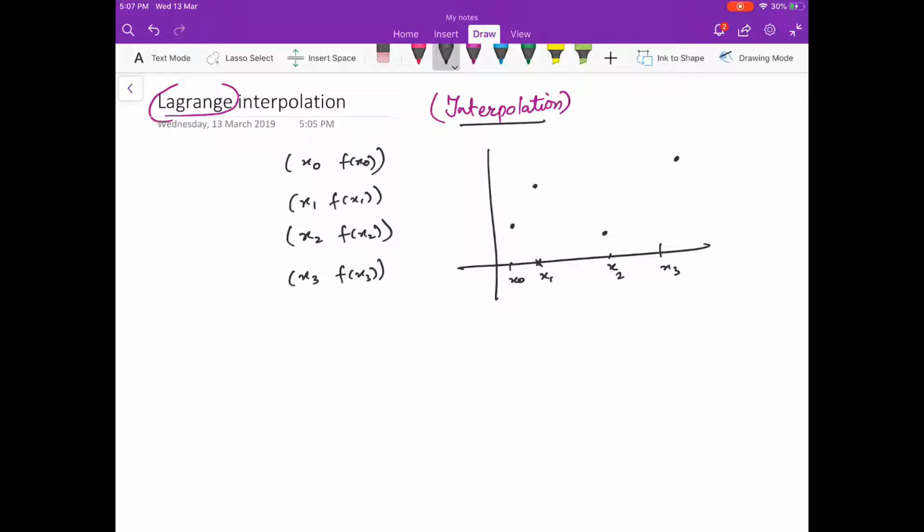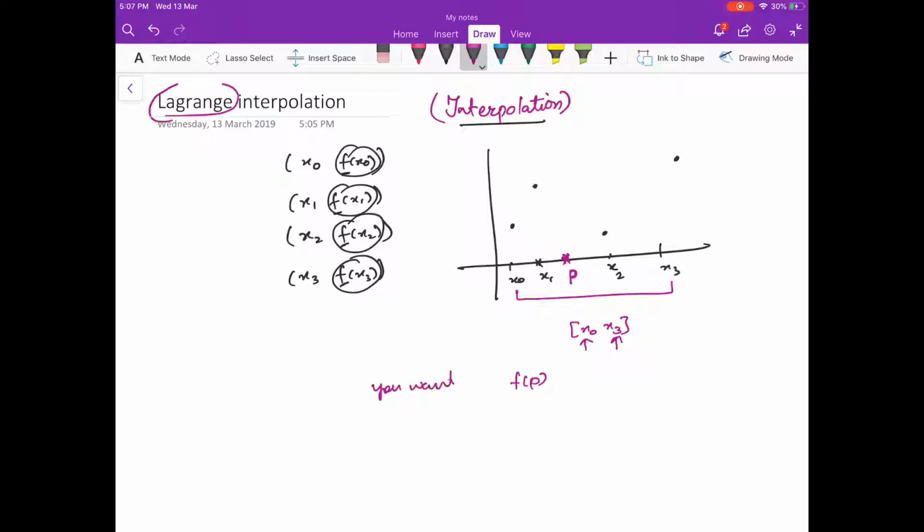Now, the underlying function f, I don't know. I just know these 4 values, and somewhere in between these data points, for example between the interval x0 to x3, so whatever is your initial data point and the last data point, in this interval somewhere you want to approximate the value of f. Suppose this is the point P, you want to approximate f of P.